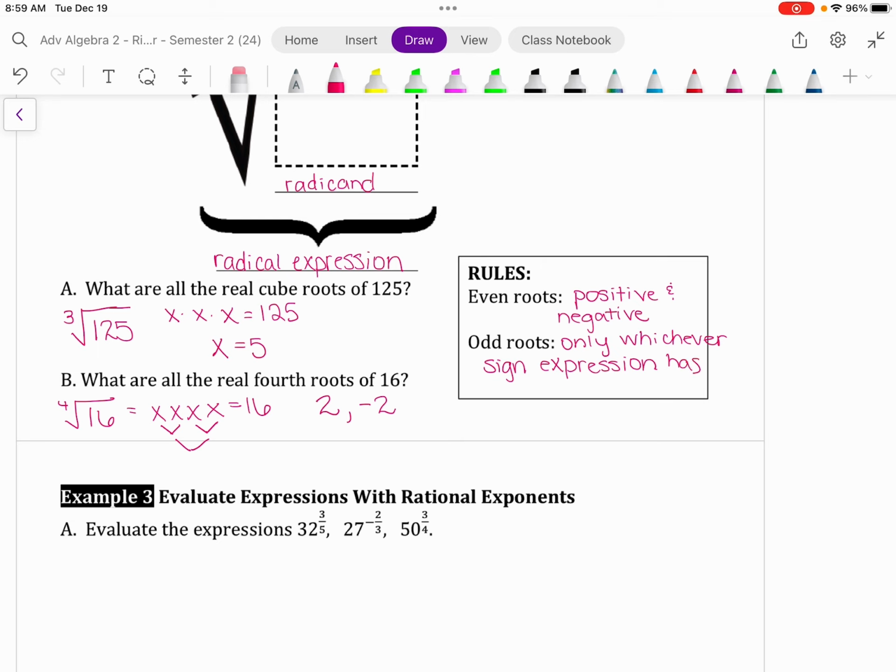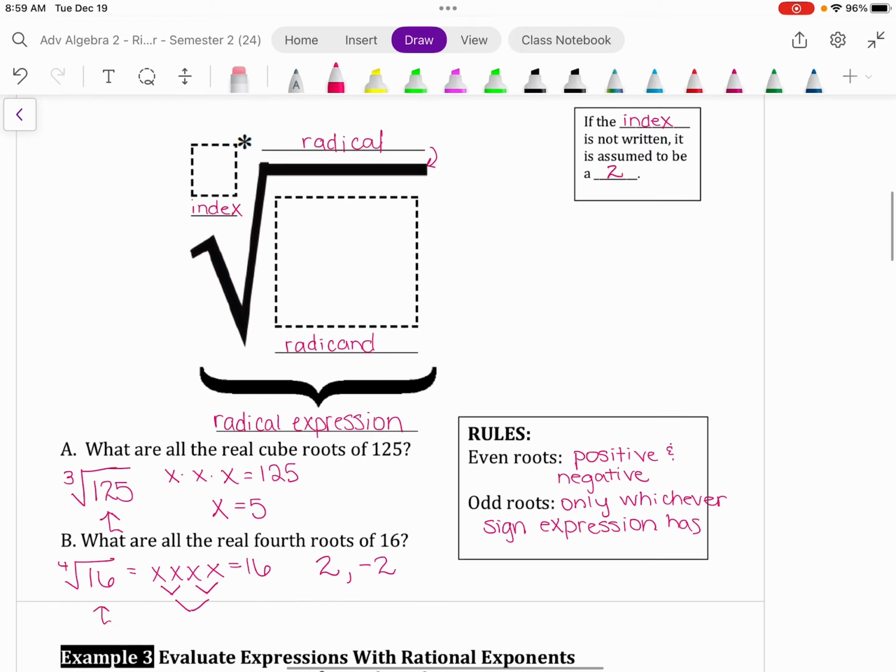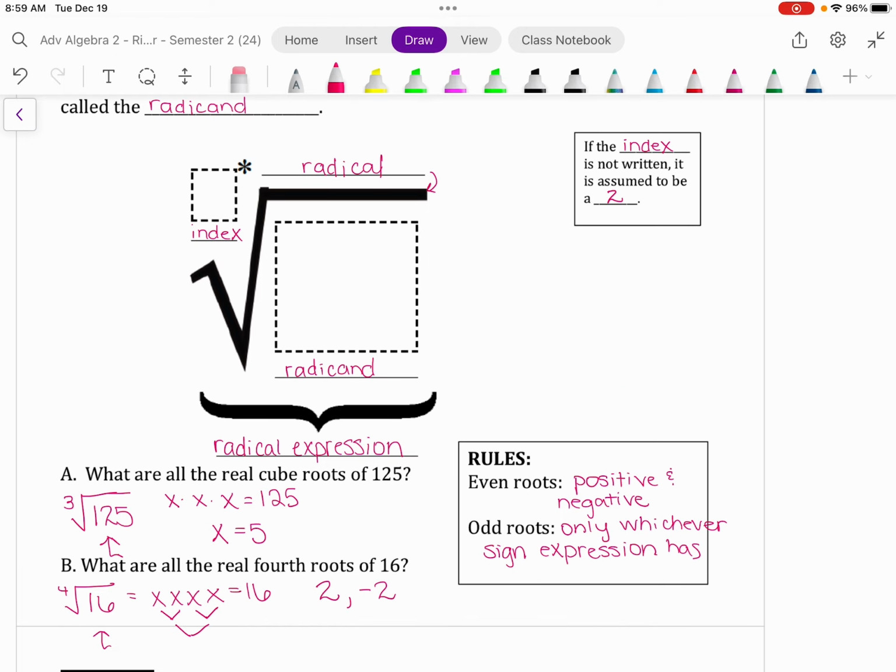Another thing to note is I can take a cube root of a negative 125. I cannot take a fourth root of a negative 16, because that's imaginary, just like all the complex and imaginary numbers that we were talking about. So this concludes just the basics of what to know about radicals. We will get into rational exponents next.